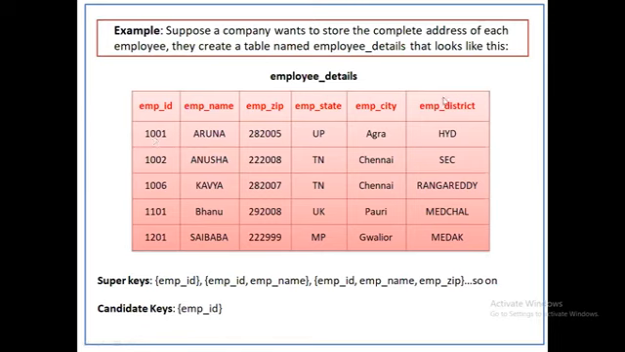Now I want to know which employee belongs to which district. Clear? If you want to retrieve the employee district, employee district depends on employee zip here. If you know the employee zip, then only you can retrieve the district record. So employee district depends on employee zip, and at the same time employee zip depends on employee ID.